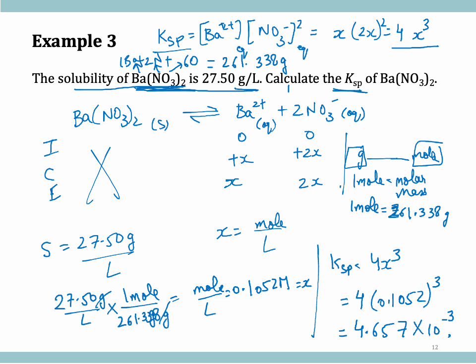The question says calculate KSP, write down the expression of KSP. If you want KSP, you need equilibrium concentrations of these, which means I have to make the ICE table. And once I make the ICE table, I'm solving for X, and the only information that helps me solve for X is the solubility is given to me in grams per liter. X is moles per liter, so I should just convert grams per liter into moles per liter.